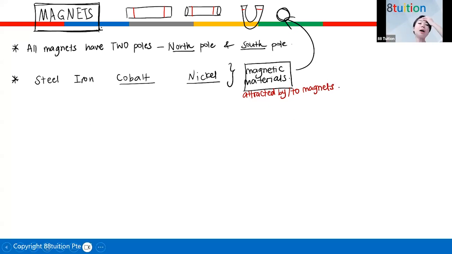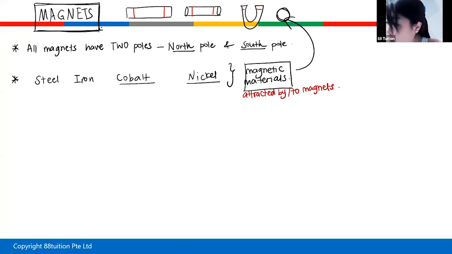Okay, so Kaden, when I talk about attract, is it a pulling force or a pushing force? Pulling force. Pulling force, very good. They will come together. Okay? So please remember, magnetic materials are attracted to magnets.